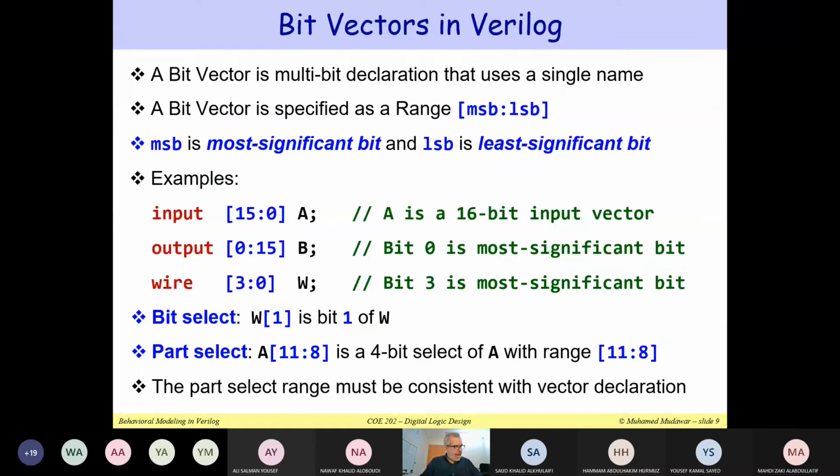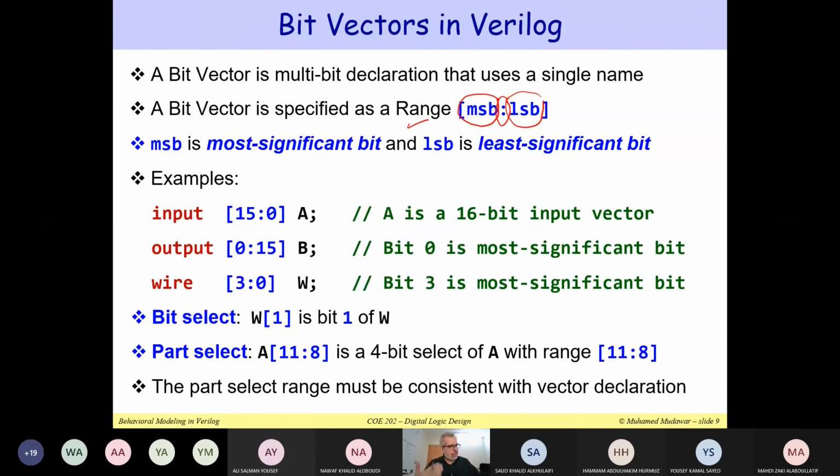Let me start with bit vectors in Verilog. I already talked about bit vectors in a previous lecture. I would like to go over them one more time. If you recall my lecture about combinational circuit design, I talked about bit vectors. A bit vector is a multi-bit declaration. It uses the same name, but for multiple bits. You can specify the bit vector as a range, with the most significant bit, the colon, and the least significant bit. This is how you define a bit vector in Verilog.